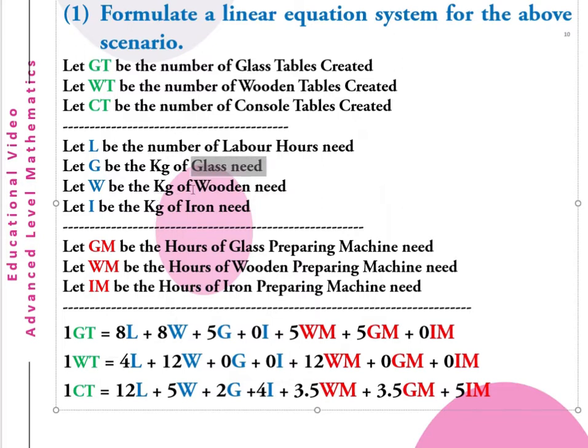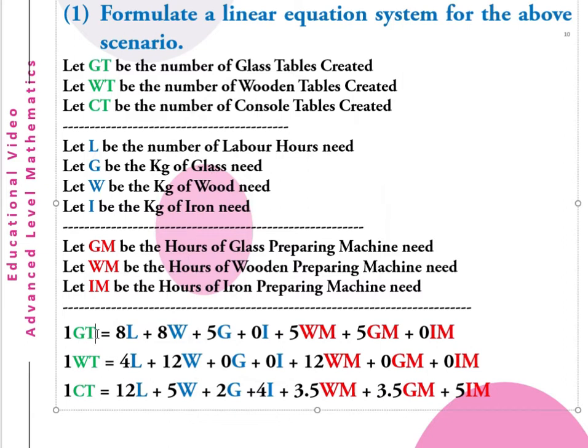Let W be the kilogram of wood we need to create the table. And I be the kilogram of iron we need to create the table. GM be the hours of glass preparing machine needed. WM be the hours of wooden preparing machine needed. And IM be the hours of iron preparing machine needed. From the above, we can formulate the equation.